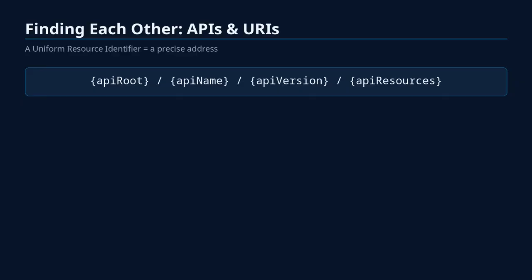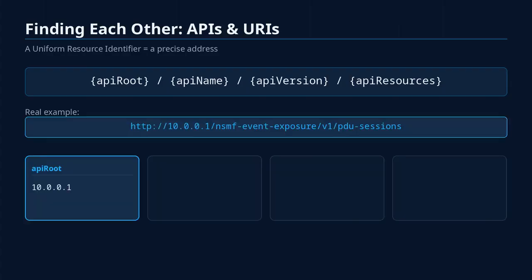Okay, network functions have a shared language, but before two strangers can talk, they need to know each other's address. That's what a URI does, a Uniform Resource Identifier, which is just a fancy name for the exact address of the thing I want to talk to. Every API in the 5G core follows the same four-part address format. API root, then API name, then API version, then API resources.